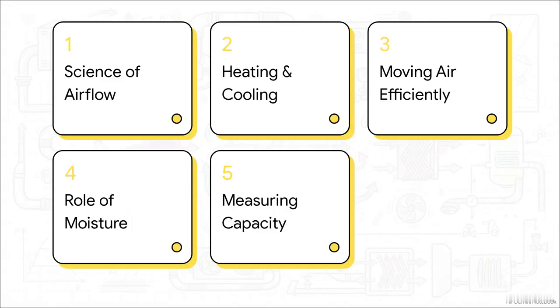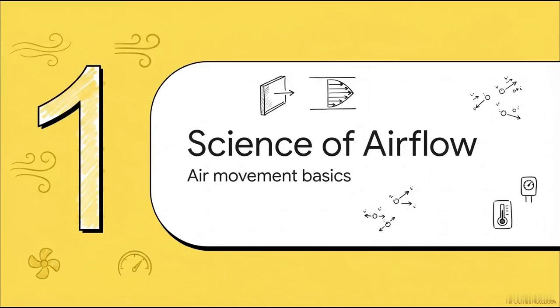To really unpack this, we're going to follow the life cycle of a breeze through 5 stages. We've got the science of airflow, mastering heating and cooling, moving air efficiently, the invisible role of moisture, and finally, measuring HVAC capacity. All right, let's jump right into part 1, the science of airflow.